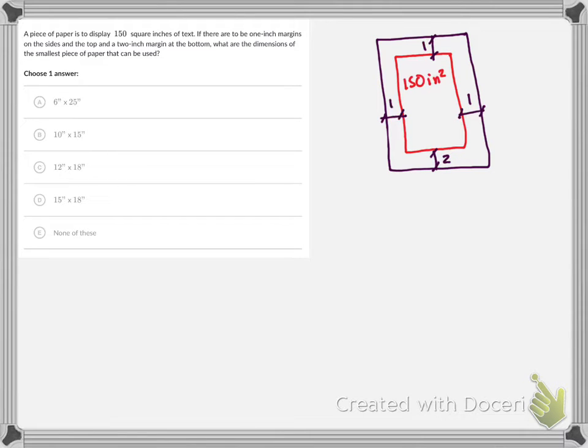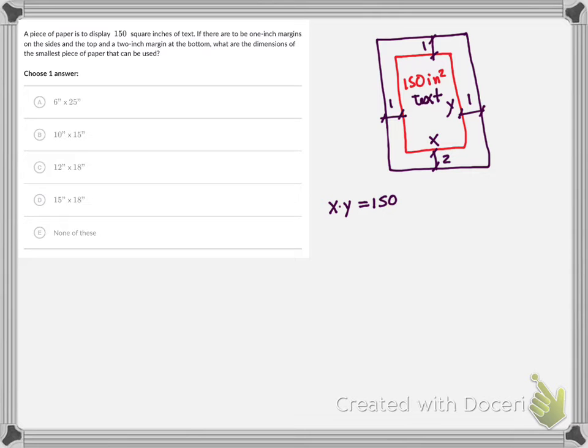So in this case, we've been given a piece of paper to display 150 square inches of text. That means the part inside the margins is the text part. That area is 150 square inches. We'll call this x by y, and we'll say x times y equals 150. Then, what are the dimensions of the smallest piece of paper that can be used?